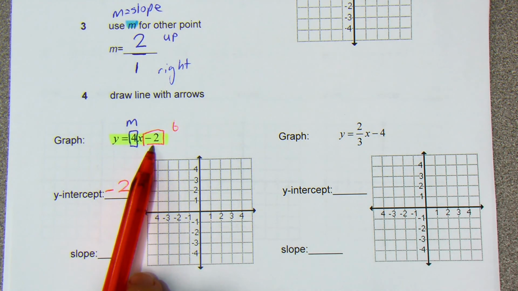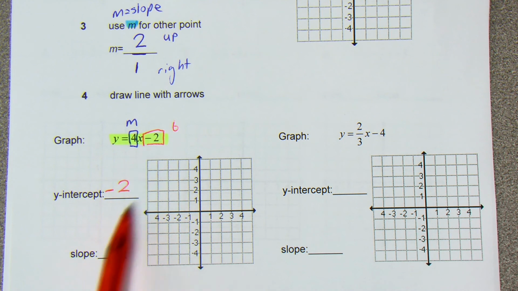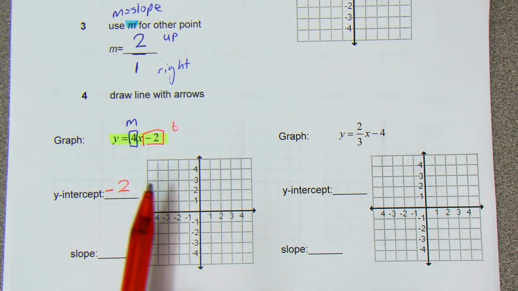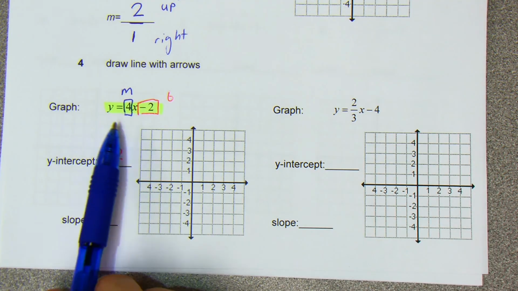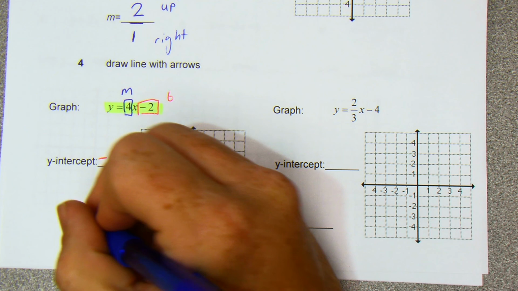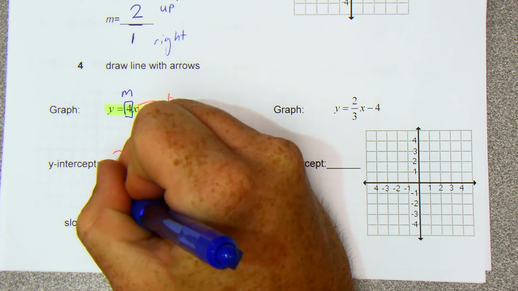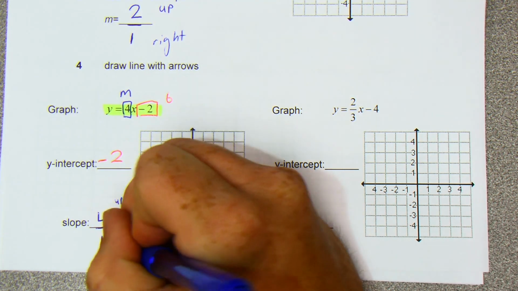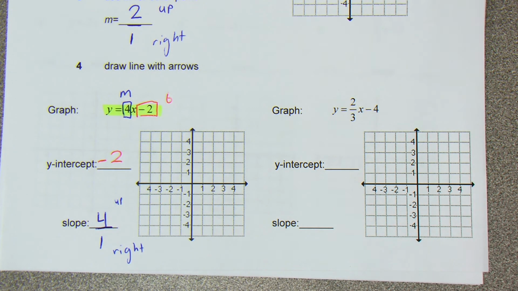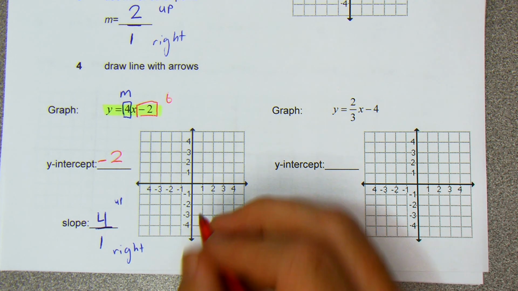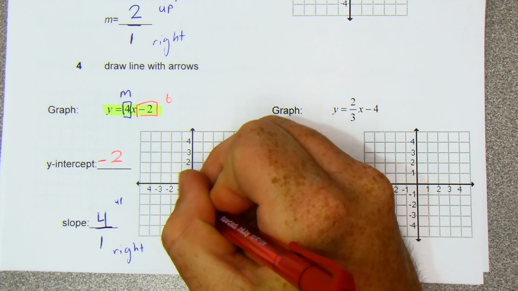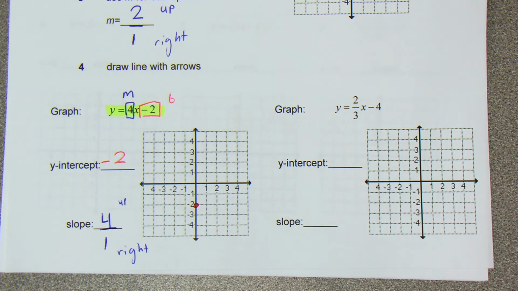Y equals mx plus b. In this case, it's a negative, so it's going to be a negative 2 for my y-intercept. And then my slope is my m. It's a 4, and remember, anytime it's a whole number, we're going to put that number over 1, so it's really 4 over 1. That tells me to go 4 spaces up and 1 to the right. But we always start at our y-intercept, which is negative 2. So I'm going to start at negative 2 on the y-axis. That's my y-intercept.